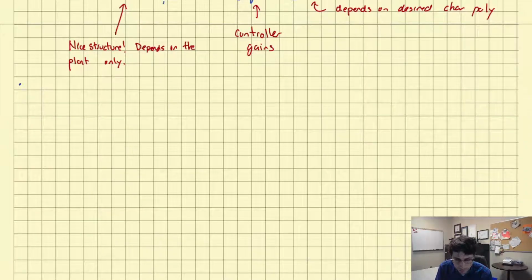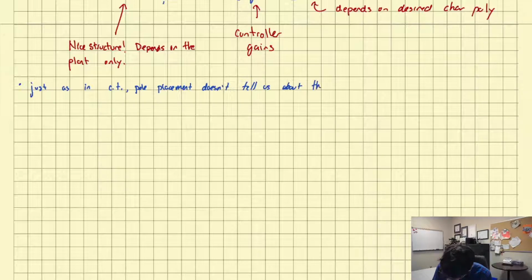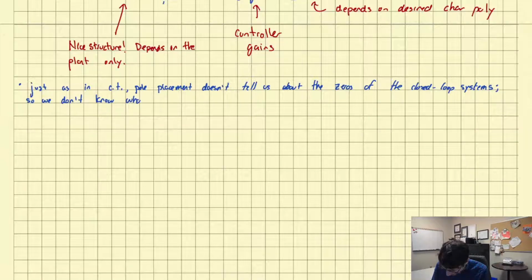So let me write it down to be extremely explicit. So just as in continuous time, pole placement doesn't tell us about the closed loop zeros. Right, we are focusing on placing the roots of the characteristic polynomial to the detriment of the zeros. Okay, and so as a result, we do not know what is happening in the frequency domain.